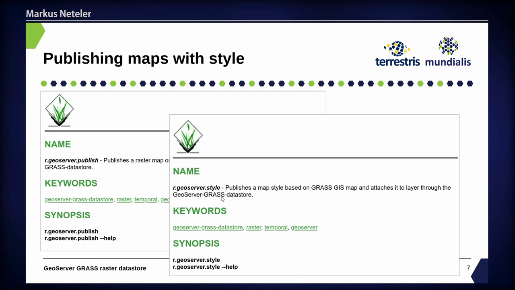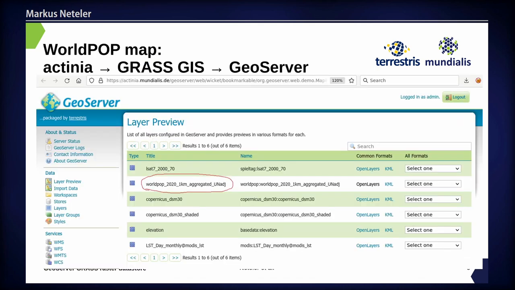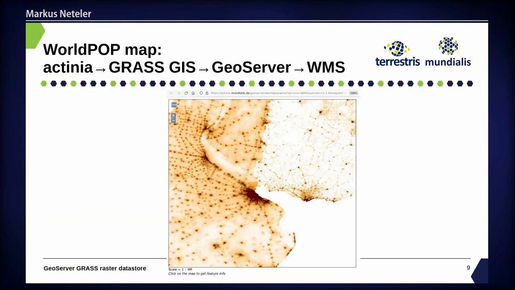r.geoserver.publish and r.geoserver.style. That means from your GRASS database, you publish directly into GeoServer, register the stuff there, and you can basically automate everything. It means if you do batch processing and at the very end you put these commands here, they pop up in GeoServer then. So this is the common view. Here's some random example, world pop data, read through GRASS.